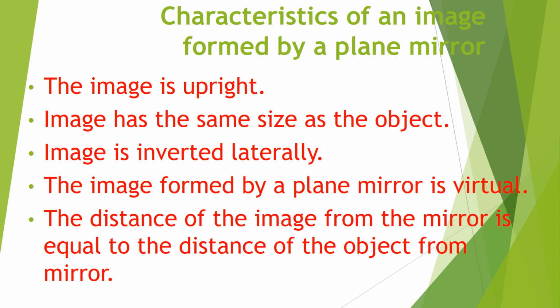The last characteristic of an image formed by a plane mirror is the distance of the image from the mirror is equal to the distance of the object from the mirror. Can you remember, my dear children? In that previous picture, we can see the distance of the image from the mirror is equal to the distance of the object from the mirror. These are the characteristics of an image formed by a plane mirror.